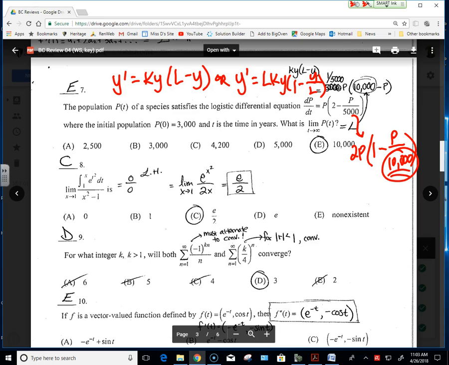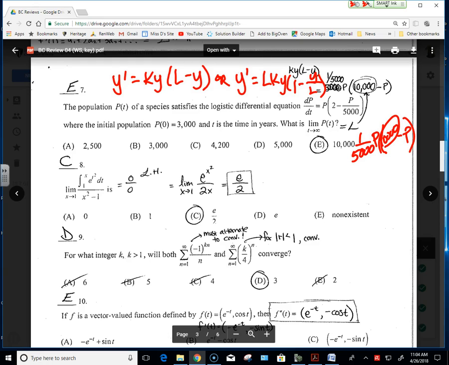Or what you could have done is you could have pulled out the 1 over 5,000. If you had pulled out the 1 over 5,000, that would have been 1 over 5,000 p. Pulling out this, that would have just been a p, like my minus y, and pulling out a 1 over 5,000 is multiplying by the reciprocal. So you would have had 10,000. So there's your L. Either way you do it.